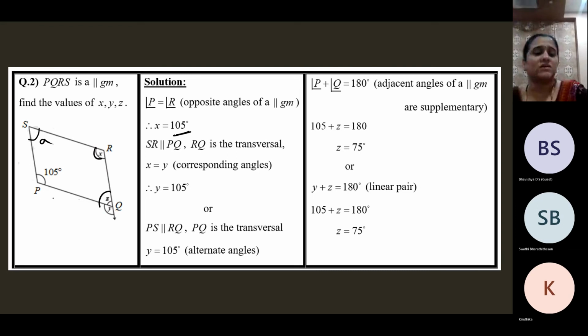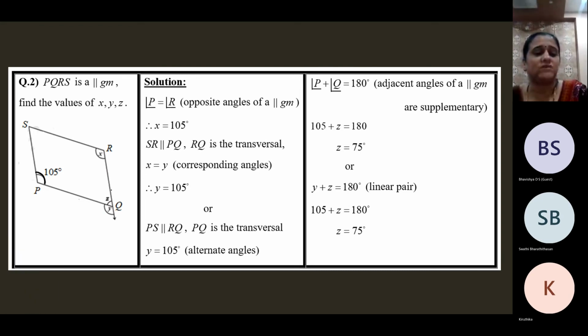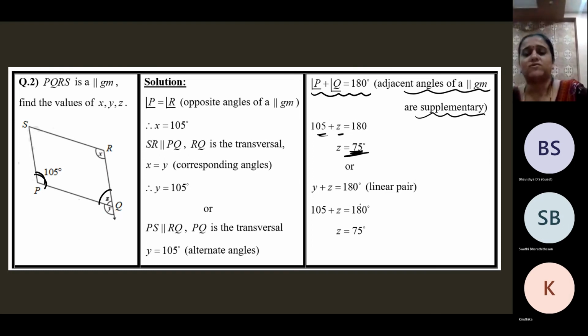Or you can even say P and Q. P plus Q is equal to 180. That's what I've written here. Adjacent angles of a parallelogram are supplementary. So P is 105 degrees. Z we have to find. So Z is 75. So you can find Z like this, or you can find Z like this also.